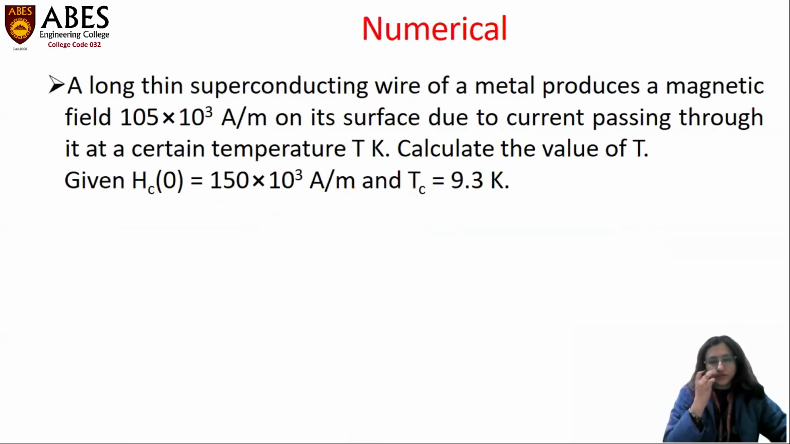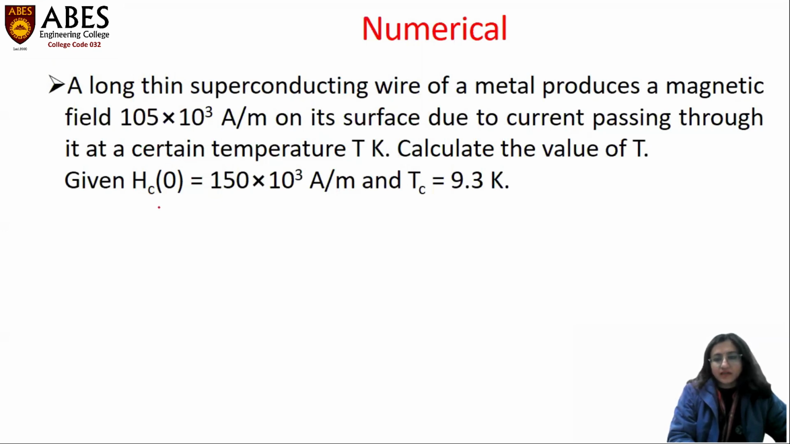So a very important question from this chapter: a long thin superconducting wire of metal produces a magnetic field of 105 × 10^3 ampere per meter on its surface, due to current passing through it at a certain temperature T Kelvin. Calculate the value of this temperature T.